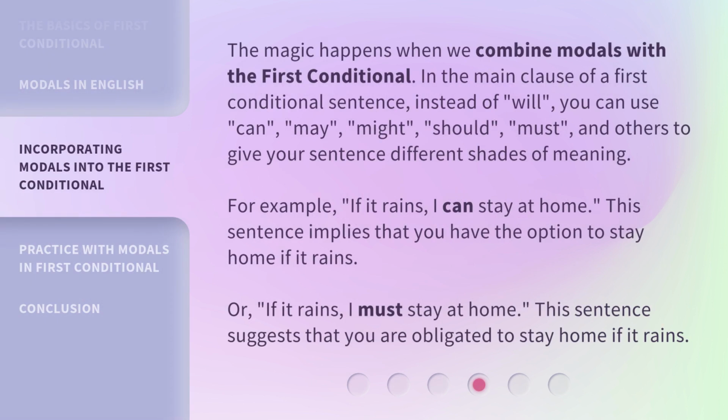The magic happens when we combine modals with the first conditional. In the main clause of a first conditional sentence, instead of will, you can use can, may, might, should, must, and others to give your sentence different shades of meaning. For example, if it rains, I can stay at home. This sentence implies that you have the option to stay home if it rains. Or, if it rains, I must stay at home. This sentence suggests that you are obligated to stay home if it rains.